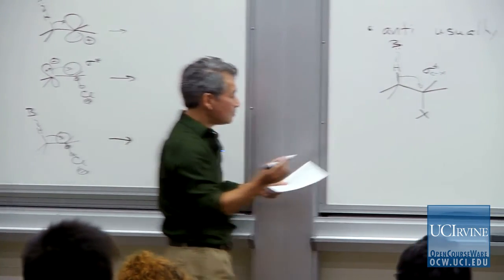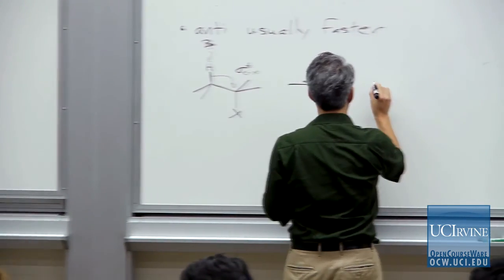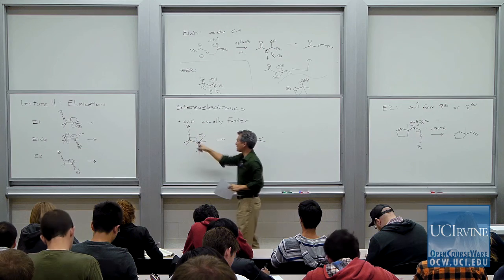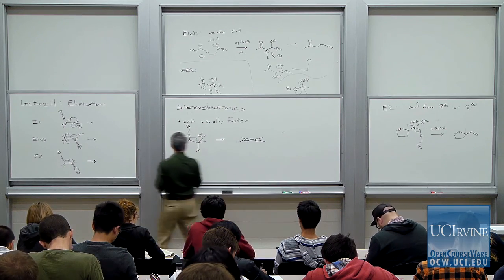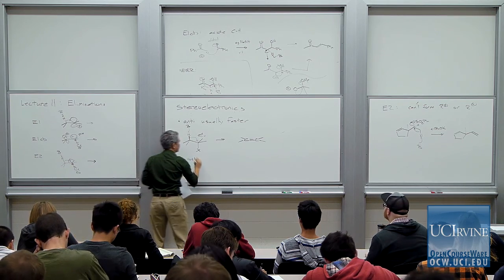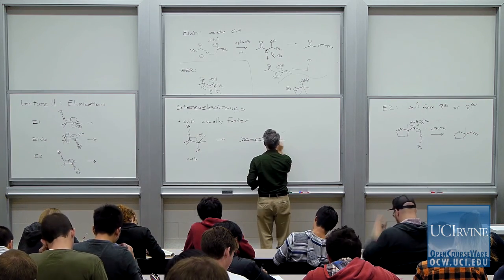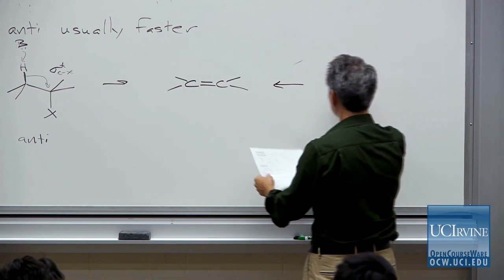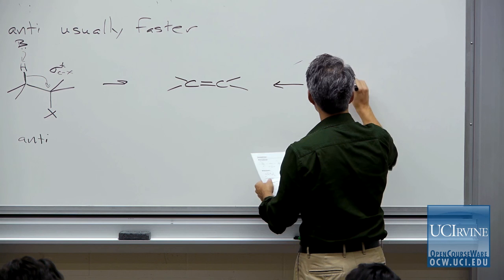If you look at the rates for reactions when this proton is anti, so let me write this out, that's an anti-relationship, versus syn, it turns out the anti is faster. And it's not infinitely faster, but you can put some numbers on that. And I will put some numbers on that.